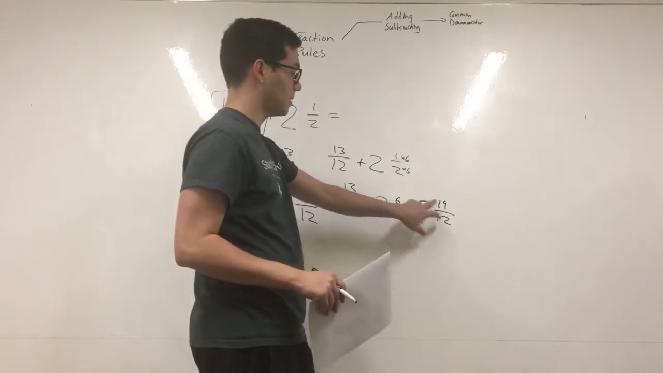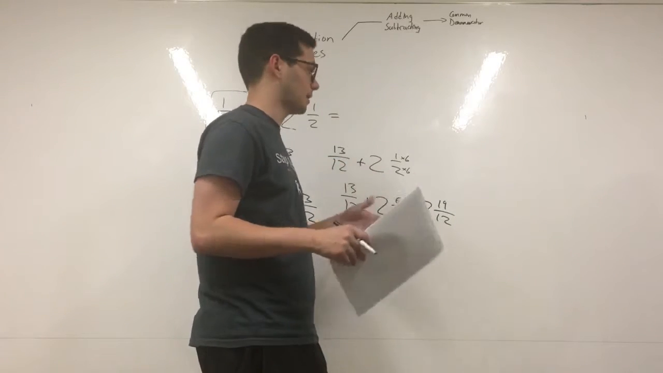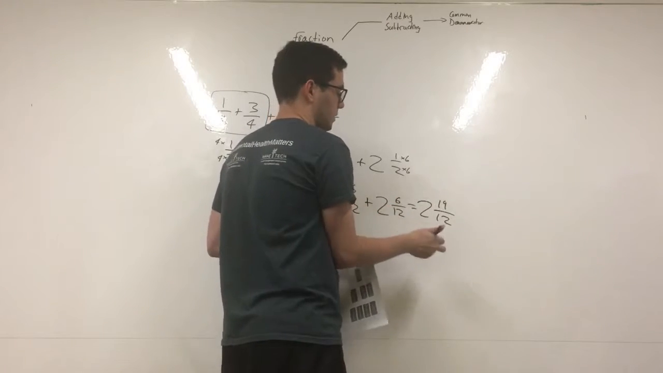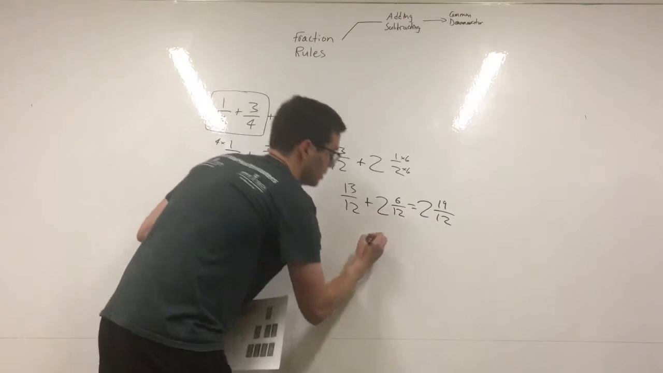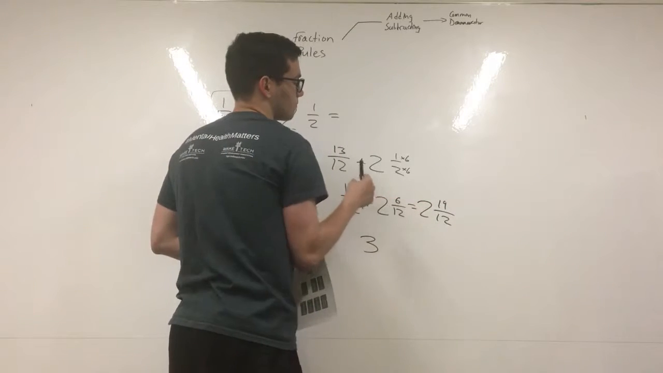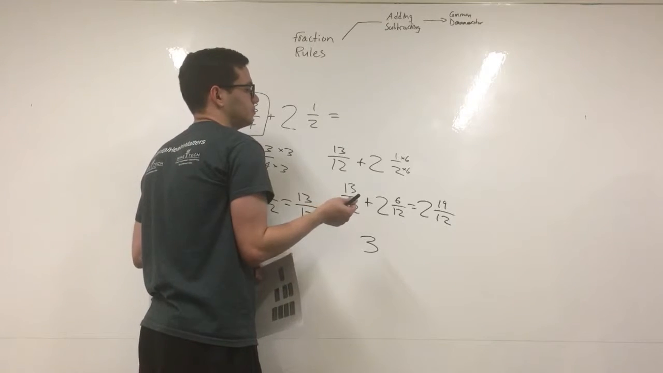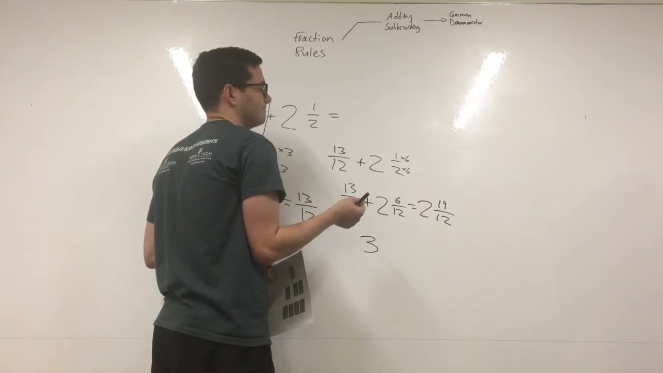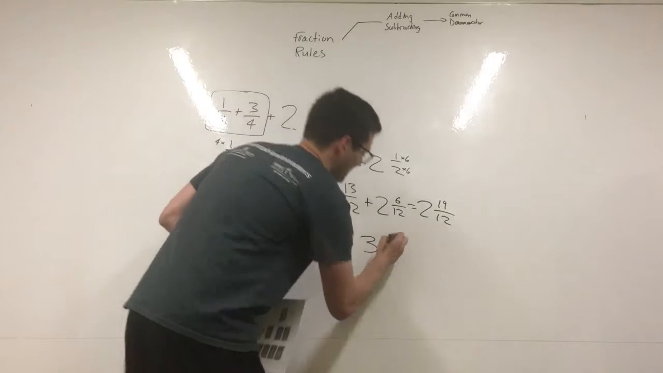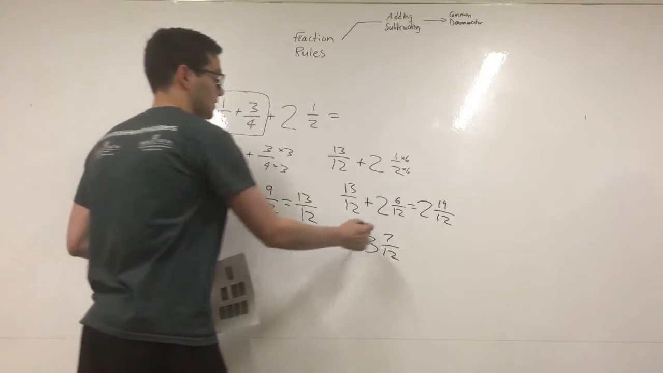And now I've got an improper fraction within the mixed number. So I don't need to panic, it's just the same thing. How many times can 12 go into 19? Just once. So that 1 gets added to the 3. So you get 3 and 19 minus 12, 7 over 12. Okay, so this is our final answer.